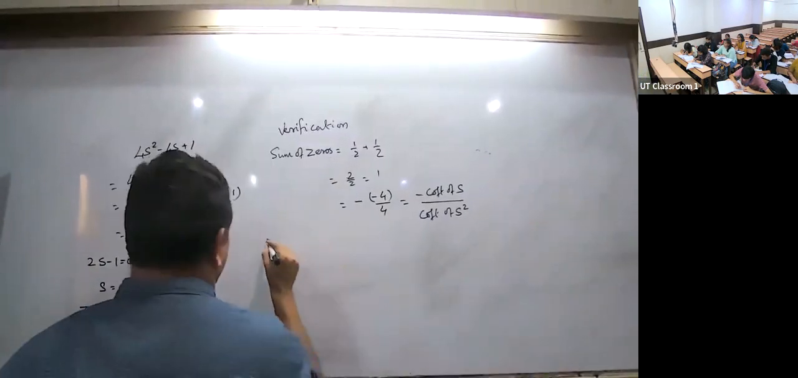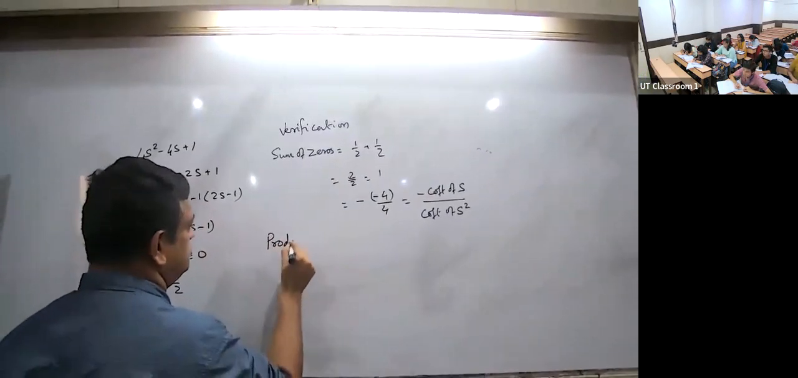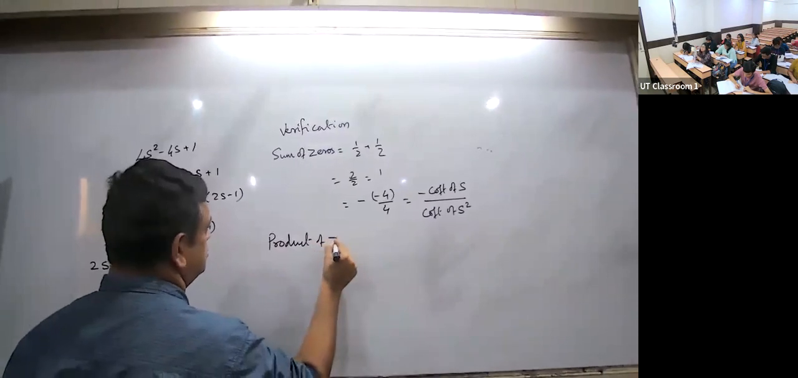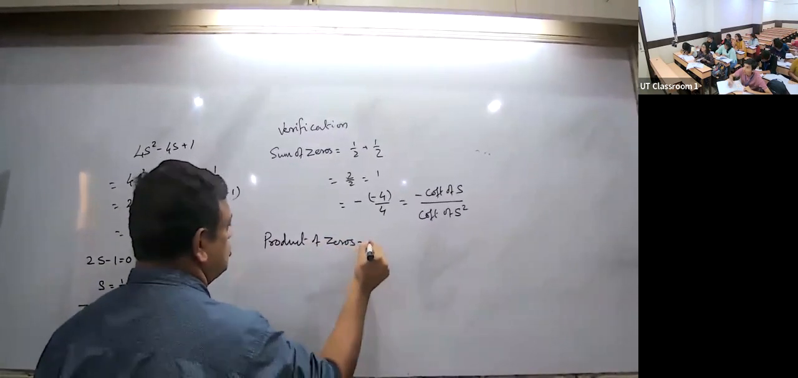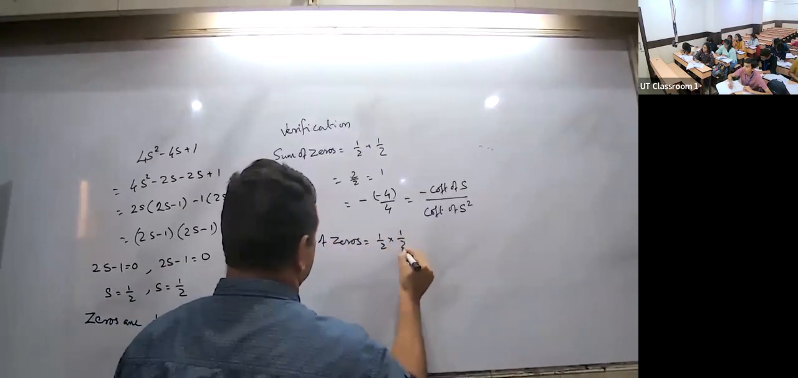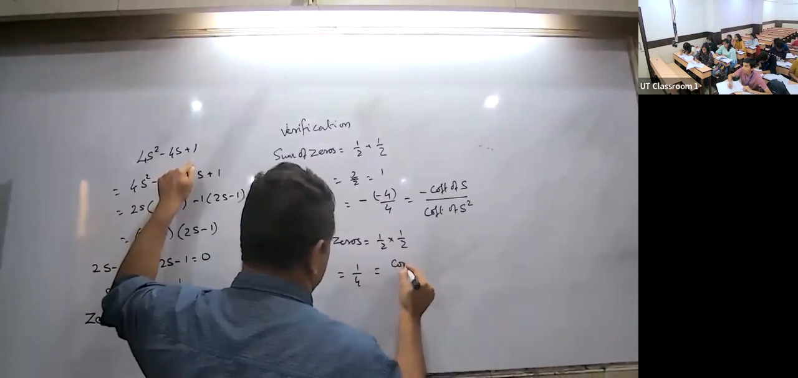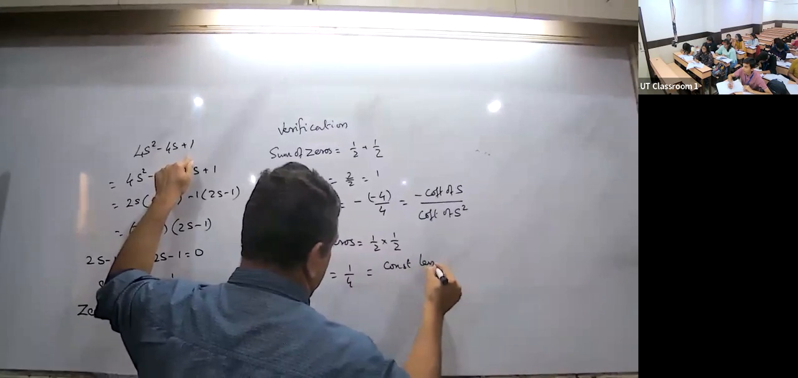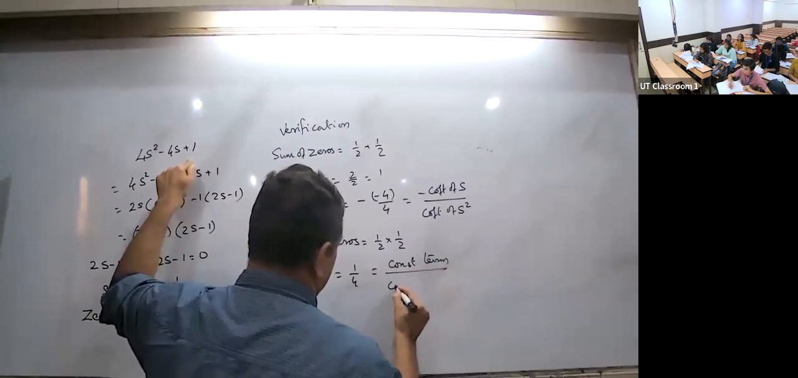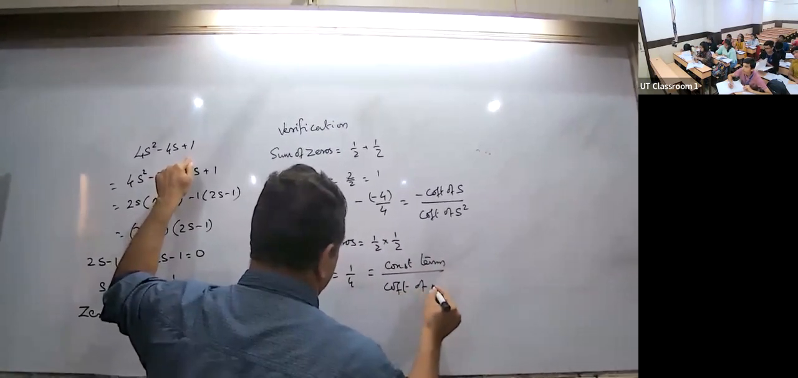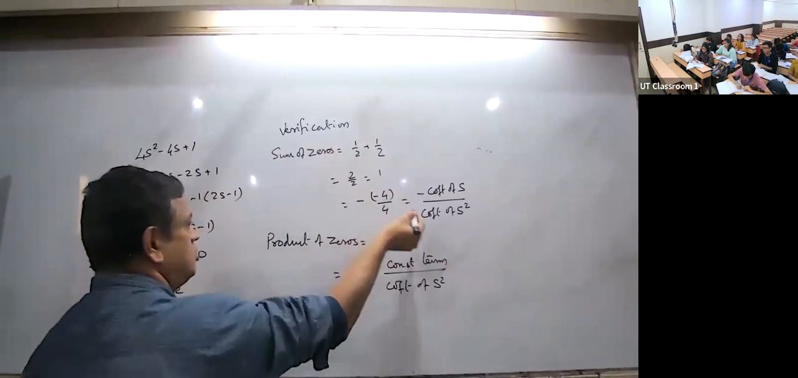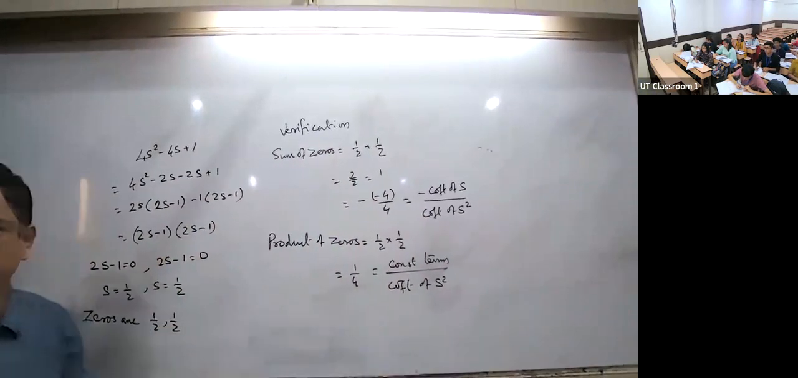Then next one, product of zeros is equal to 1 by 2 into 1 by 2. How much? 1 upon 4. That is the same thing only. No adjustments needed. Constant divided by coefficient of s square. Suppose verified: sum of zeros you did, product of zeros you did, verification done.